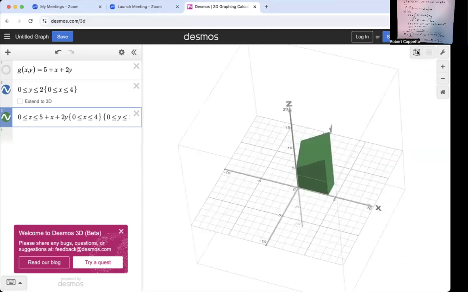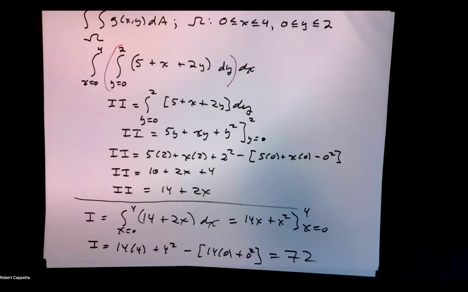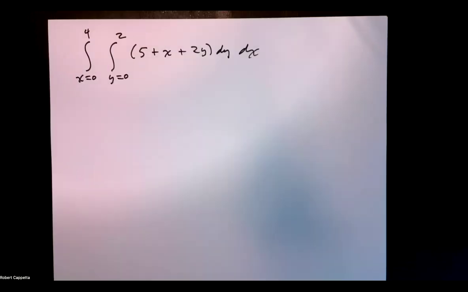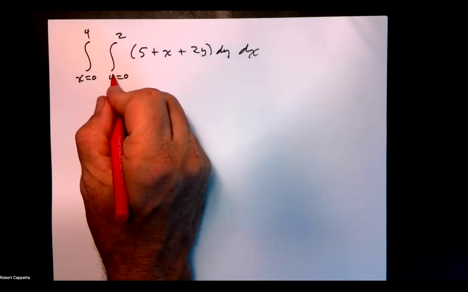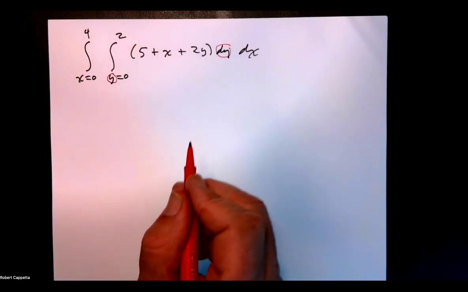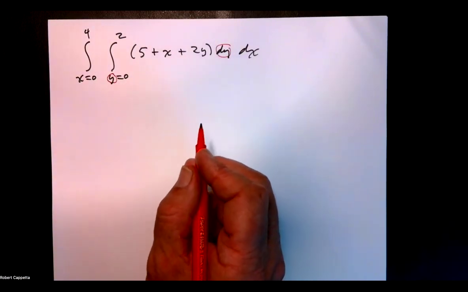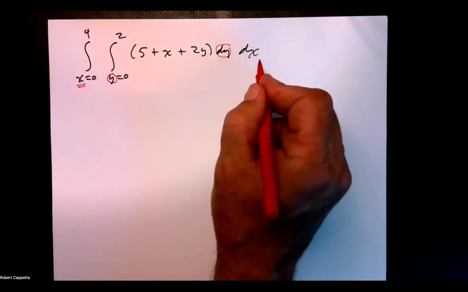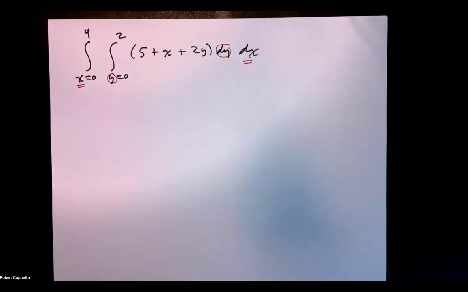But there's one more thing I need to tell you about notation that sometimes causes trouble. This is the way that I wrote it, but this is not typical. This is not traditional. I want to emphasize a couple things, though. The inner variables have to match. Notice y goes from 0 to 2, dy is on the inside. We like to have dy on the inside if we have a choice. x goes from 0 to 4, dx is on the outside.